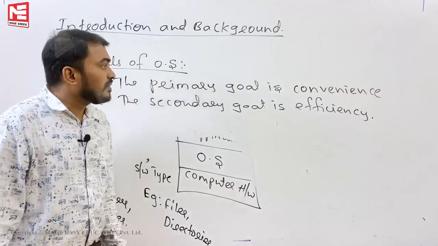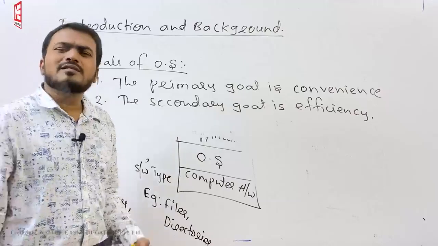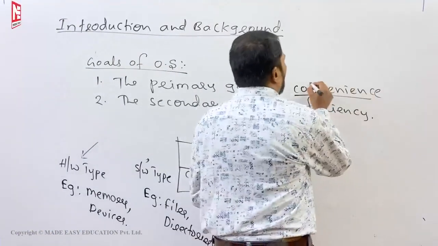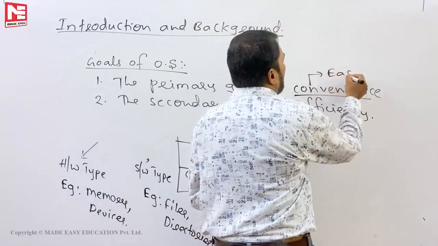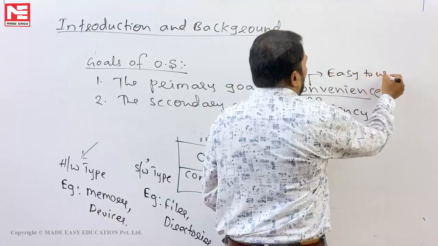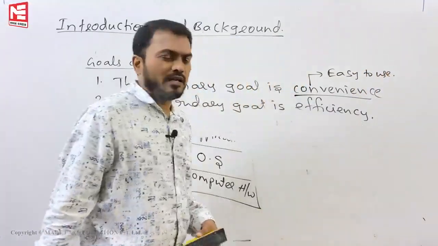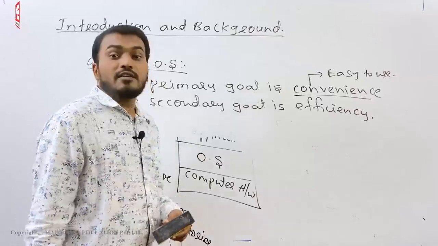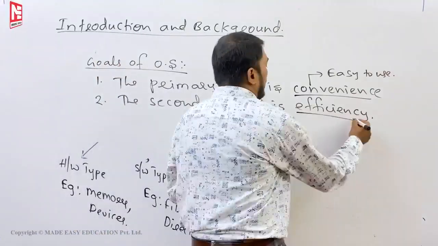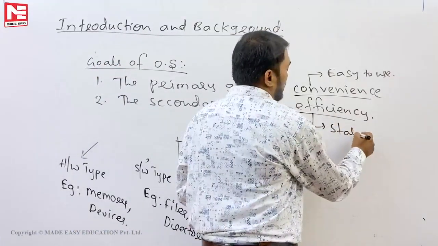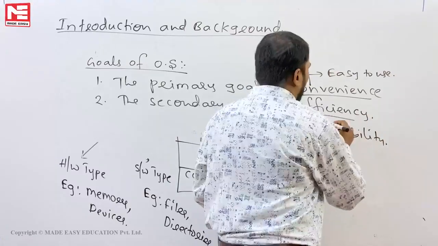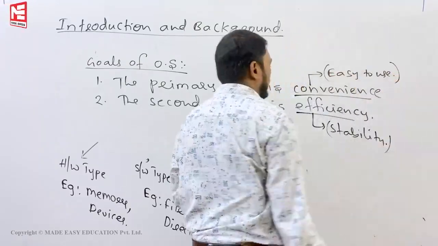It means what? Primary goal is what? Convenience. Convenience मतलब क्या होता है? Convenience means what? Okay, easy to use. Simple, easy to use. And next, the secondary goal is what? Efficiency. Efficiency means what? Okay, I write here stability. How stable the operating system is. Okay, stability. Simple meaning I am writing.